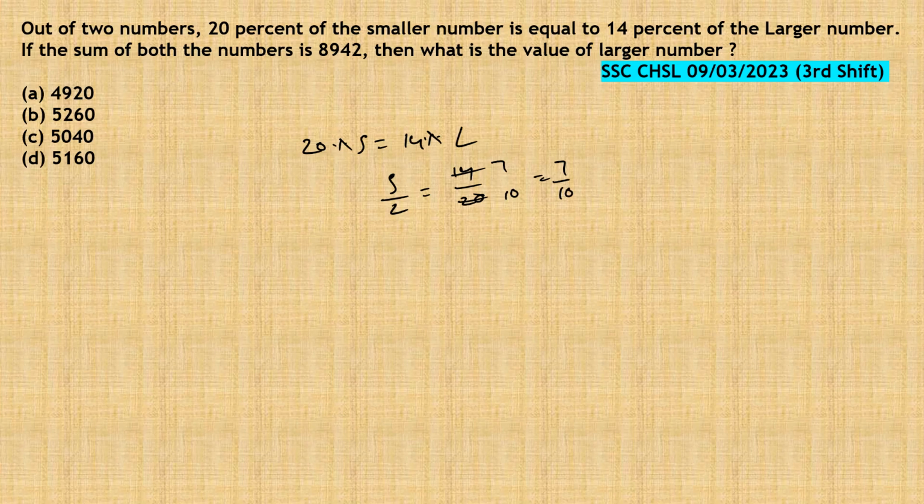Sum of two numbers is given, that is 10 plus 7, 17 ratio denotes 8942. What we need to find? Find the larger number, that is 10 ratio. We need to find the ratio 10. 17 into 526 is 8942, so 526 into 10 is equal to 5260 is the answer. That is option number B.